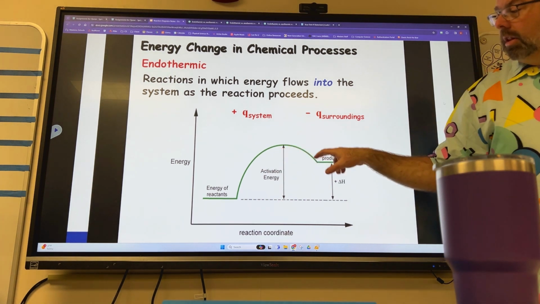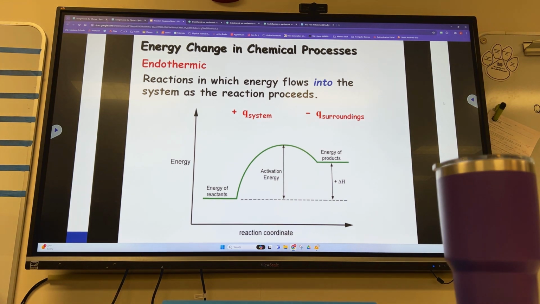Right? This little hump here, what do you think of that? What does that mean, activation energy? That's where it starts to create. So that's kind of the kickstart of the reaction.